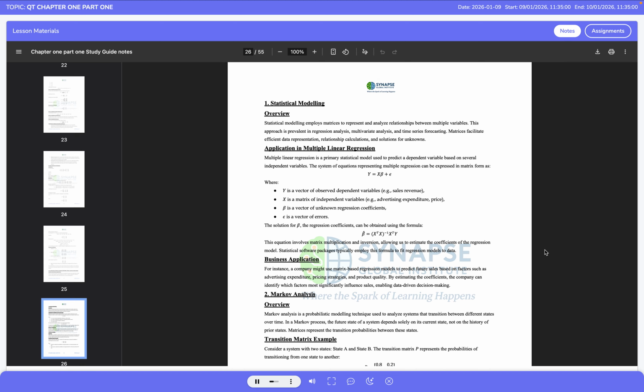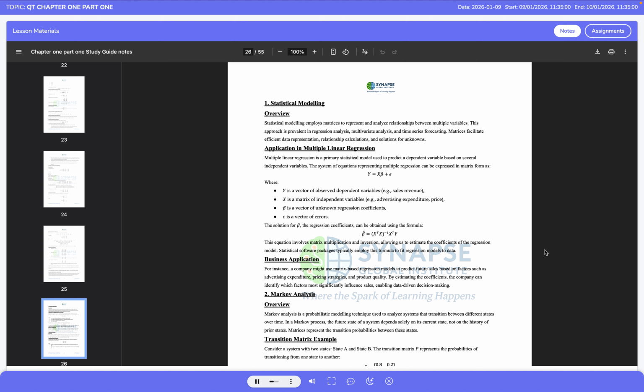The solution for the regression coefficients is given by beta hat equals the inverse of x transpose multiplied by x, multiplied by x transpose multiplied by y. This formula involves matrix multiplication and matrix inversion and allows us to estimate the coefficients of the regression model. In practice, statistical software applies this formula to fit regression models to real data.